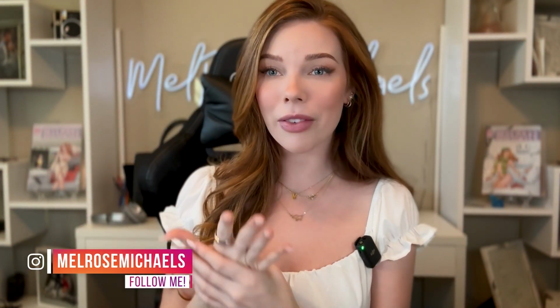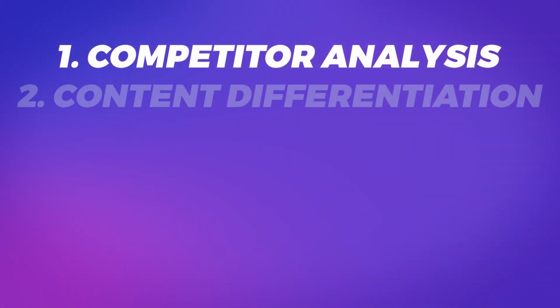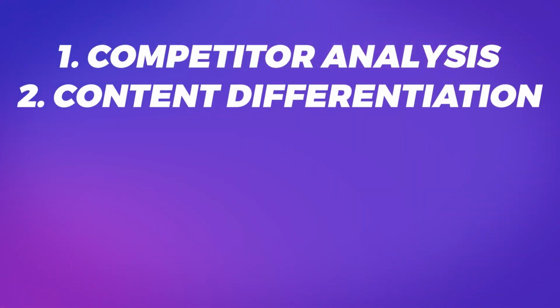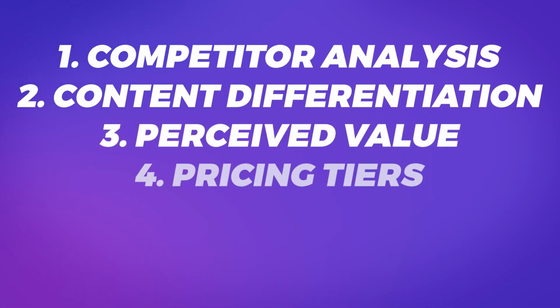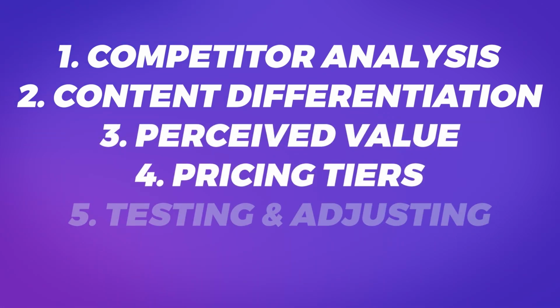In my opinion, pricing content correctly comes down to a few things. I can count them off on one hand. The first one is going to be competitor analysis. The second is going to be content differentiation. The third is perceived value. The fourth, pricing tiers. The fifth, testing and adjusting.